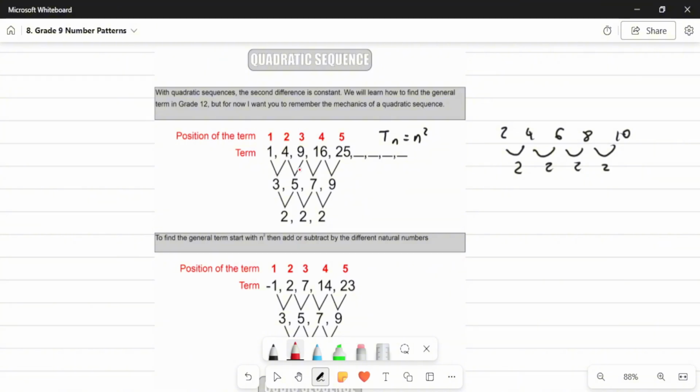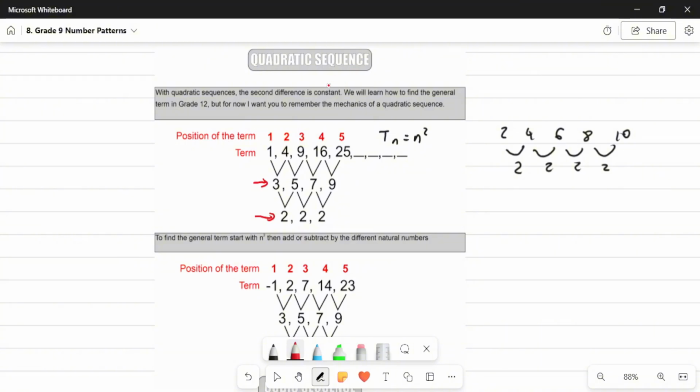What happens is if you find the difference between the terms, we get 3, 5, 7, 9. And then if we find the difference again, we get 2, 2, 2. This is what we call the first difference, and this is what we call the second difference. You can see that the second difference is not changing. Therefore, we have a constant second difference. If you have a constant second difference, then you have a quadratic sequence.